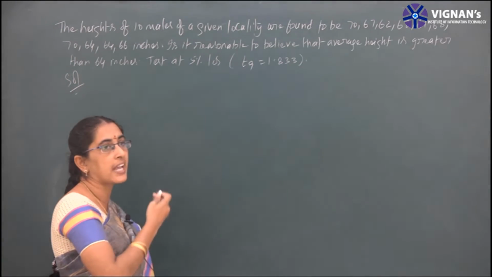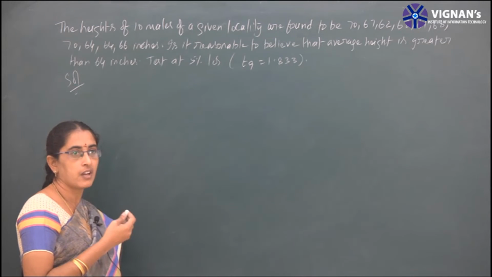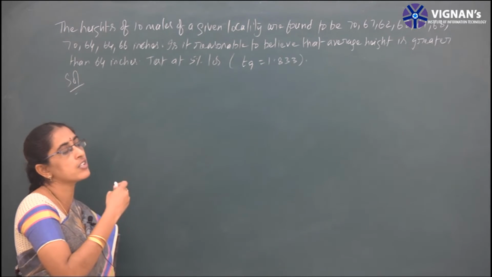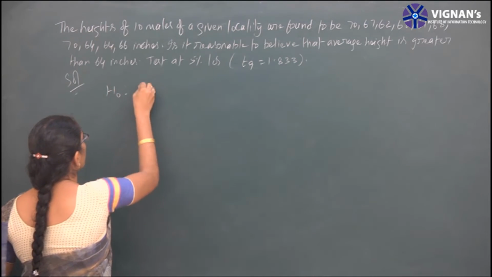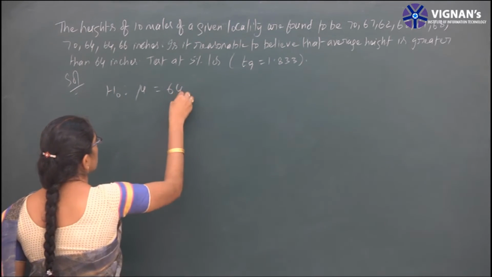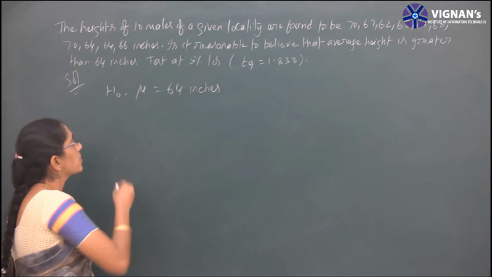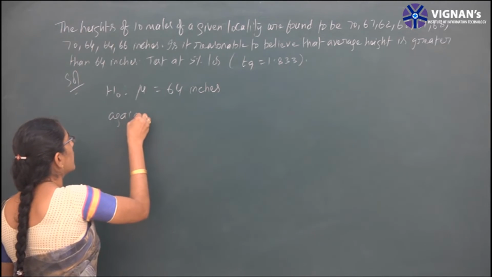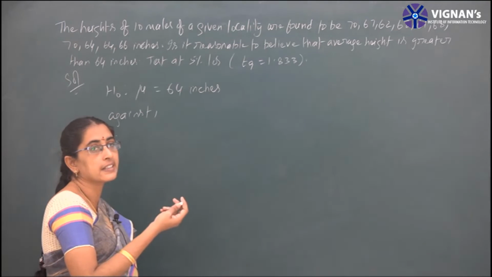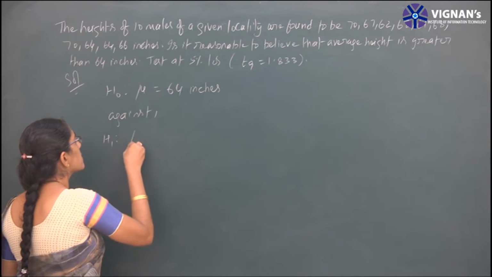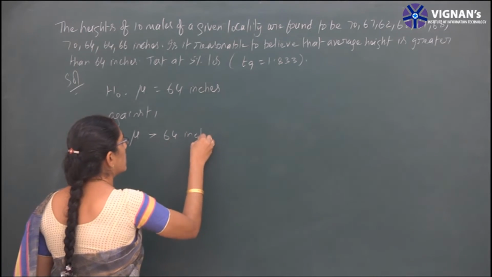Now if you see the question here, it is very direct: test whether the average height is greater than. That means this is the test for single mean, and it is a small sample, because the sample size is 10. So H naught is mu equal to 64 inches, because the null hypothesis should always be an unbiased statement. Against H1, it is clearly given greater than, so it is one tail, that is right tail, mu greater than 64 inches.